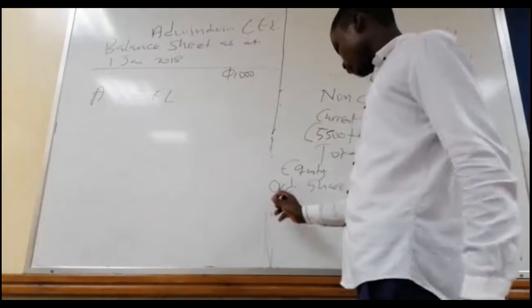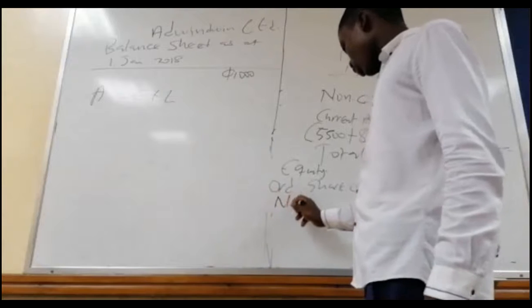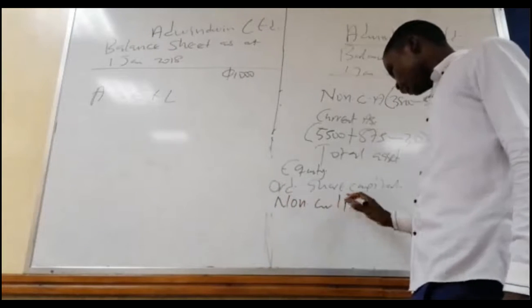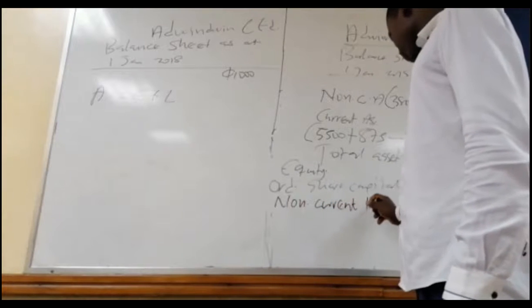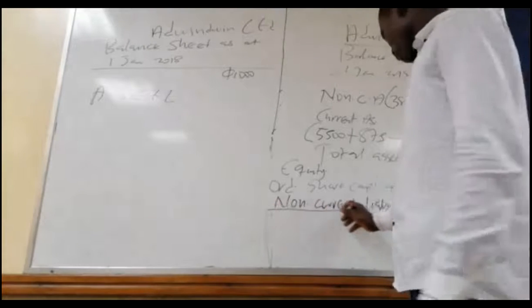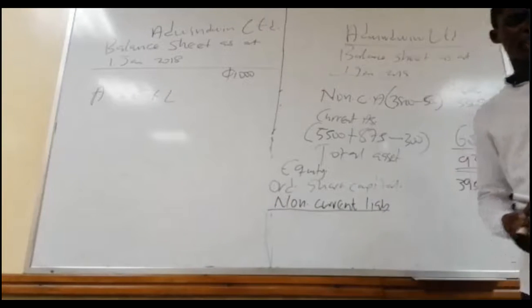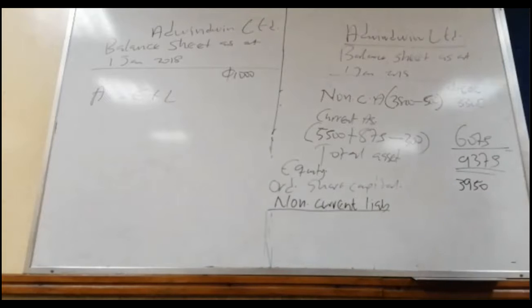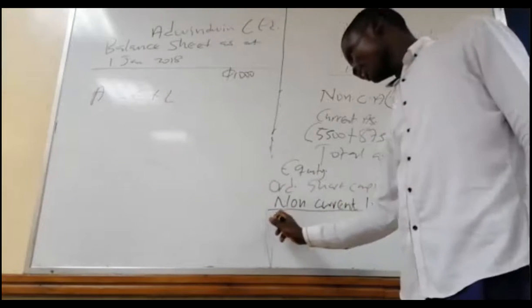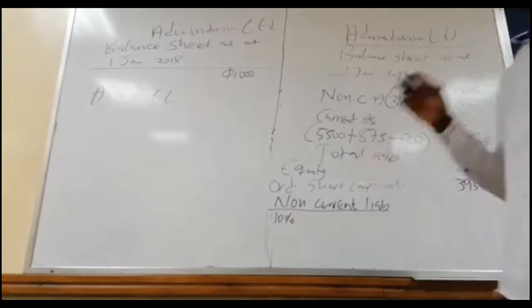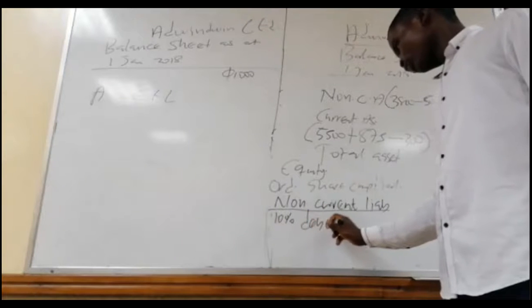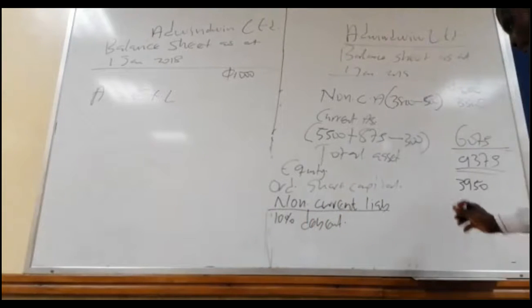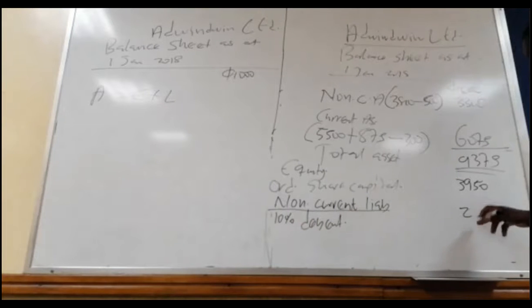Let's go to non-current liability. Under the non-current liability, who will tell us the liability left? The non-current liability left, who will tell us? Particularly the 10% debenture, the one that we converted from the 12%. So the 10% debenture, good. And that is 2,925. Perfect.